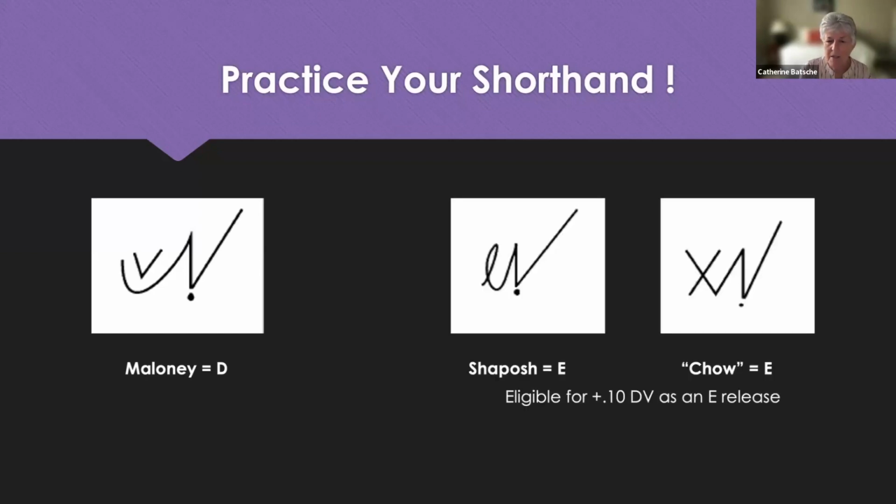And for the 2 element values that have changed, the Shaposhnikova and the Chow are shown on the right. The Shaposh has the clear hip symbol and the Chow has the Stalder symbol. Don't forget that these elements are also eligible for the 1/10 difficulty value bonus in college.